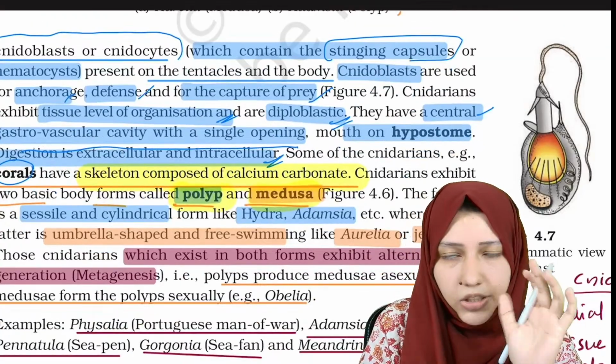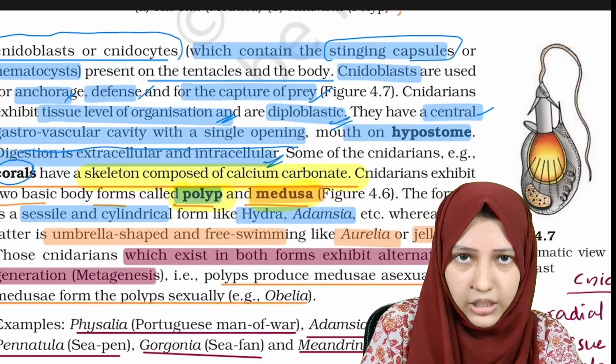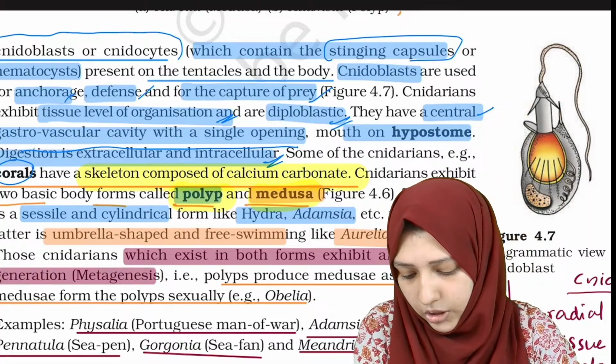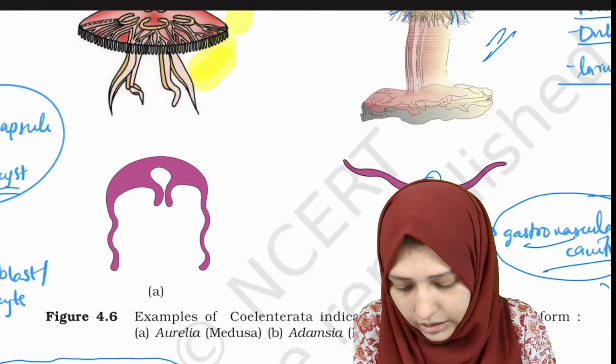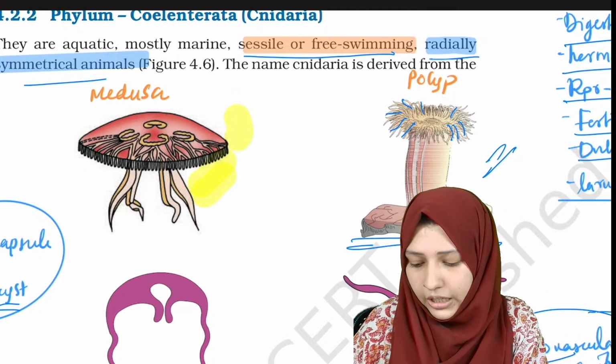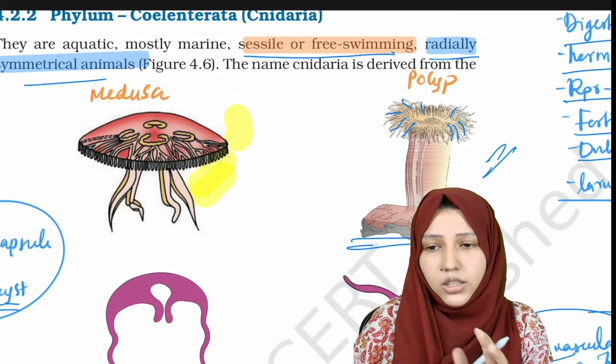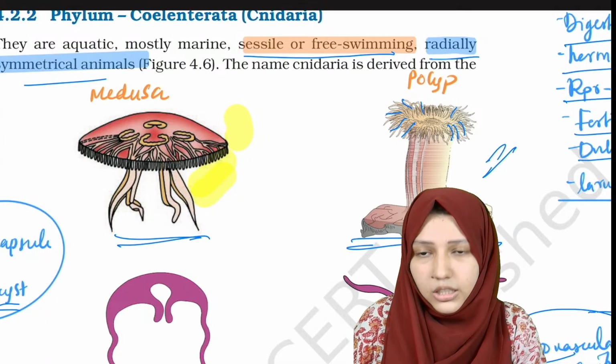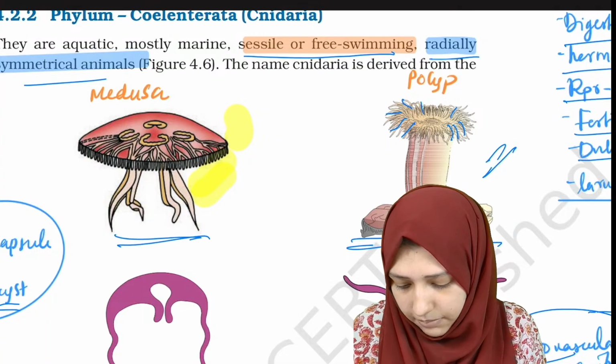Polyp is sessile and cylindrical, which means it is attached. Just see the picture. It is sessile. It is adhered to the surface. So, it is sessile, and this is free living. This is free living and it is not cylindrical. This is cylindrical and sessile. This is free living and umbrella shaped. Okay.